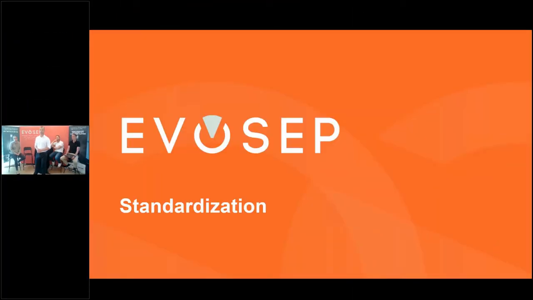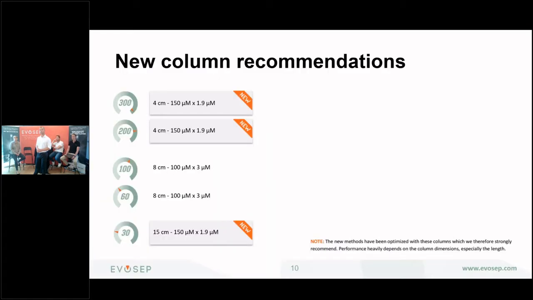So Eva, you can put on a slide. And I think as Nicolai said, if you update to the latest version of the plugin, you will automatically get this really good performance. And if you go to slide number 9, in order to get the best performance, we also updated our column recommendations. So for the very fast methods, 200 and 300 samples per day, we now recommend a 4-centimeter column with the smaller beads, 1.9 micron beads, whereas for the 60 and 100 samples per day, our column recommendation is the same with the 3 micron column. And then for the 30 samples per day, we also launched a column with the smaller beads.